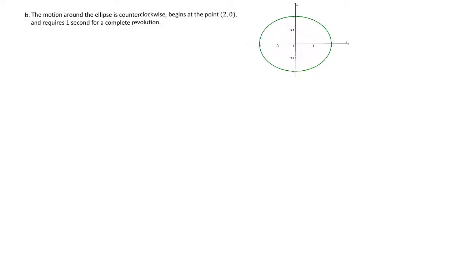And meanwhile, however, let me go ahead and highlight the important information. I don't want to forget to check all of these components. Counterclockwise, this is easy. We're going to go ahead and choose the set of parametric equations with a positive y component. It begins at the point 2, 0. I think that's also going to be straightforward based on what we already have. Most of our parametrizations begin at a, 0. The one that is different is this one right here, the period. It should require 1 second for a complete revolution.